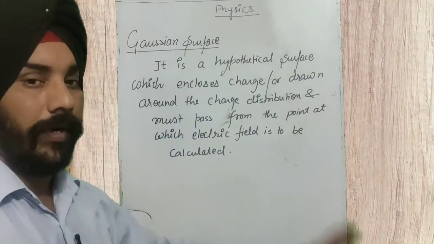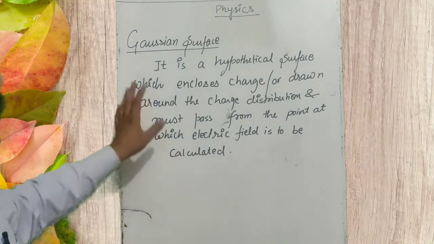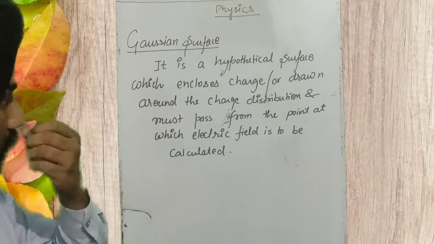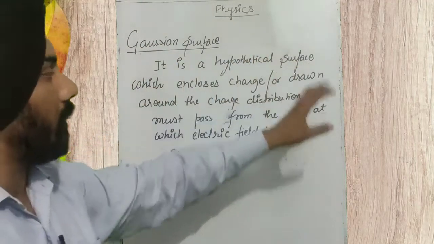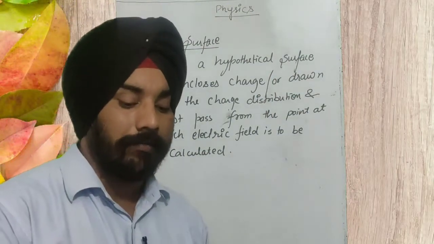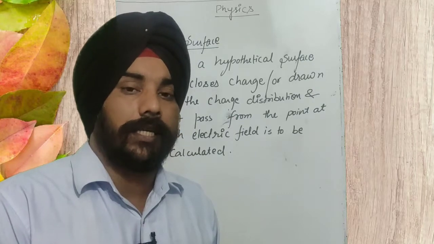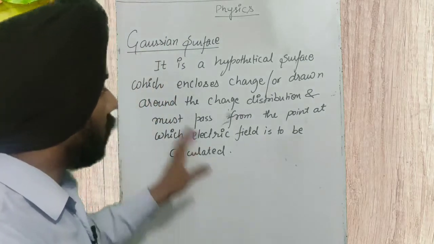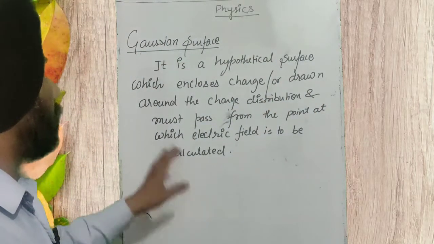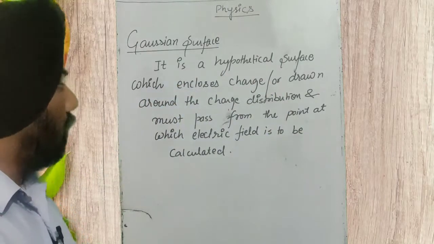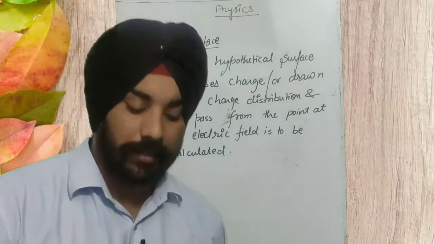Students, I am not here using the language of the book. It is my own way to explain the things. So what is the Gaussian surface? It is a hypothetical, imaginary surface. It doesn't have any physical significance.